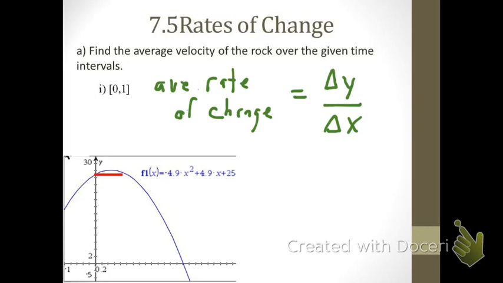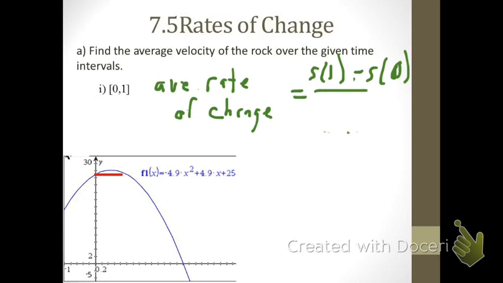Let's do that for this particular function then. Delta y over delta x. What we need to do is find out what f, or it was s actually, of 1 is. What was the position of this rock after 1 second? And we'll subtract the position of the rock initially after 0 seconds. That'll represent our change in y. Then we're going to divide that by the change in x. We change from 0 seconds to 1 second, so 1 minus 0.